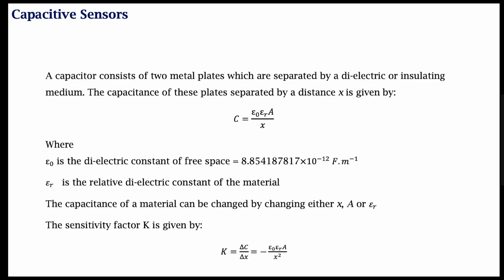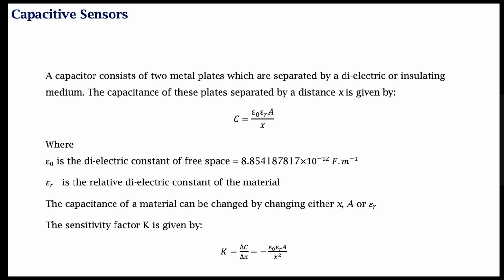Now, I can also change the area A. There are only three things that I can change. I can change x, or I can change the area A, or I can change the dielectric constant, replacing the dielectric with a different dielectric. These are the only three things that I can change. But let's consider the case where I'm changing the displacement, the distance. In such a case, this will also cause a change in the capacitance.